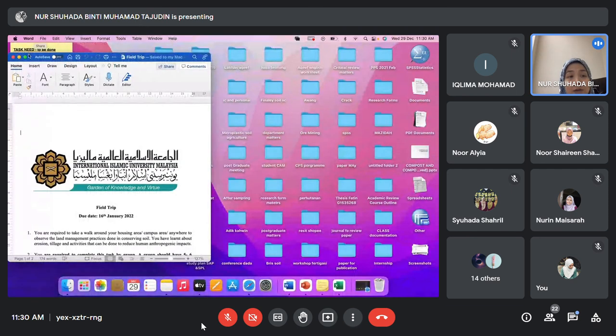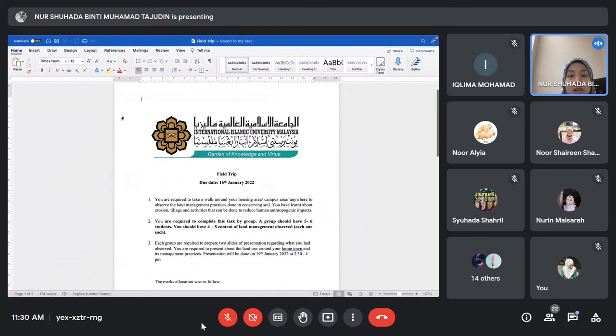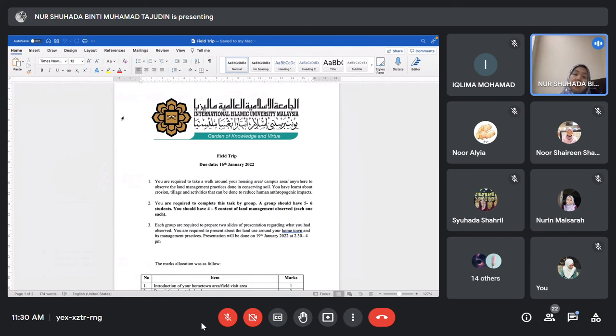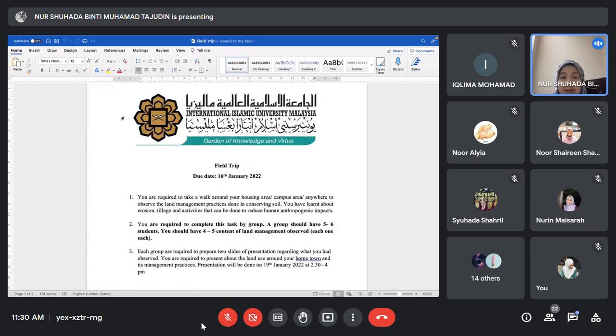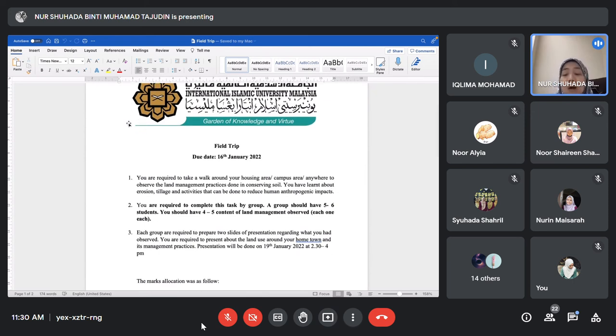Selalunya kalau field trip, kalau dekat sini kita akan pergi ke Cameron Highlands ataupun pergi ke Cerating untuk observe the soil management ataupun soil yang kita dah belajar kan. Okay, so this is assumed it is your field trip, but it is a field trip through observation which will be conducted around your housing area, either kalau you duduk kat campus, campus area lah. So anywhere, kalau you nak pergi, yes, you can also observe. The tajuk is land management practices in conserving the soil.